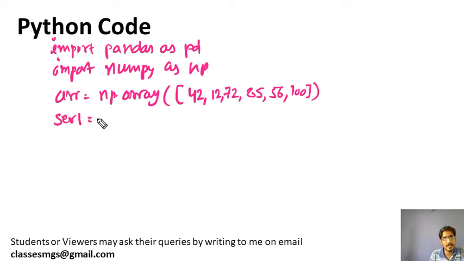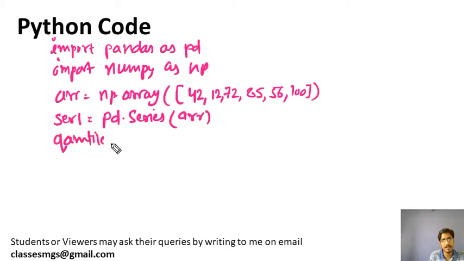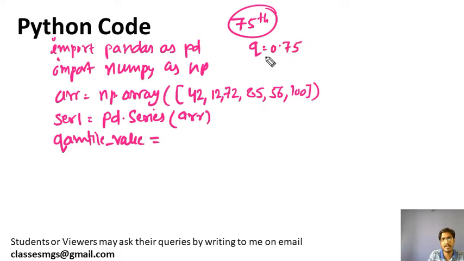Then we will create some series object. Let's suppose series1 equals pd.Series method. In our last video I explained how we can create the series object. I am just passing this, and now we will calculate the quantile. So I am taking a quantile value variable, and I want to calculate the 75th quantile. So you can use q equals 0.75 as I explained. So now series1.quantile function is basically used to calculate the quantile.